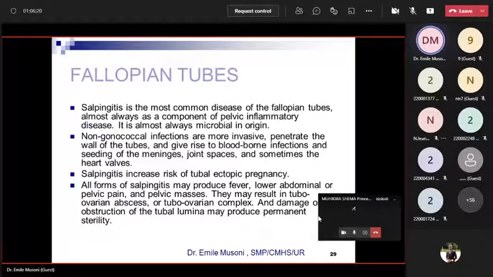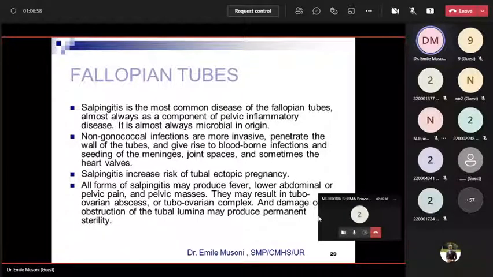Fallopian tube: the most common disease of the fallopian tube is called salpingitis. Salpingitis is an inflammation of the fallopian tube. The most common cause is microorganisms. They say non-gonococcal infections are more invasive, penetrate the wall of the tube, and give rise to bone infection and seeding of the meningitis, the joint space, and sometimes the heart valve.